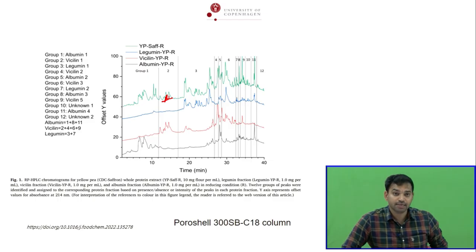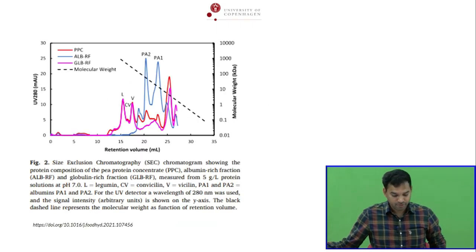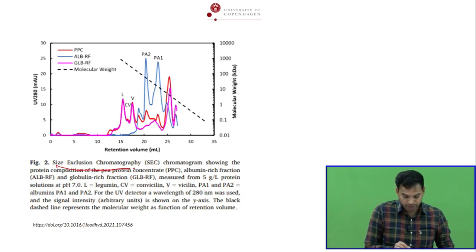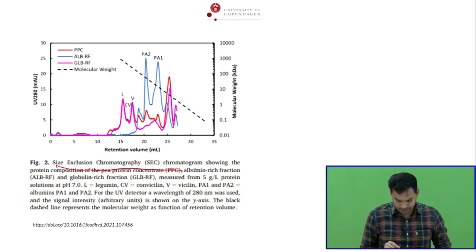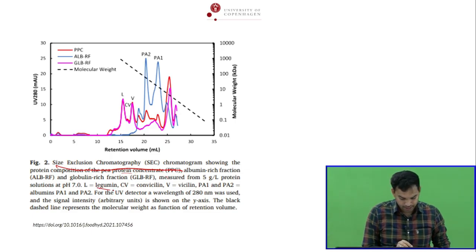What I want to tell you here is that you can use reverse phase chromatography to separate proteins by HPLC, but don't think it's an easy go. It's very complicated because separation is always compromised. This is another nice example of size exclusion chromatography they are using to separate, what was that, in pea protein concentrate, and they have legumin, convicillin, and vicillin, and so on.